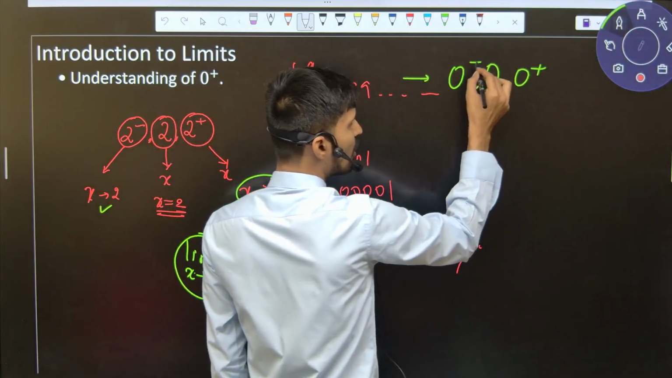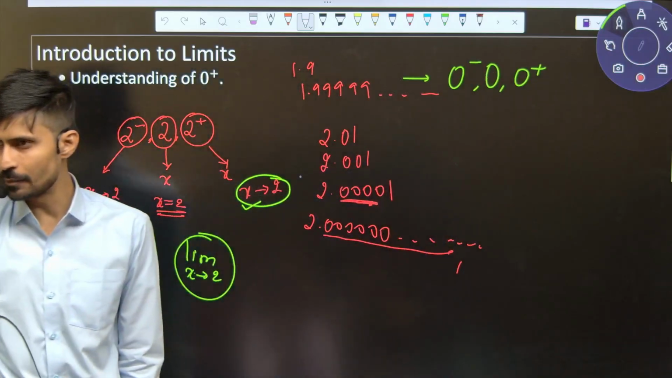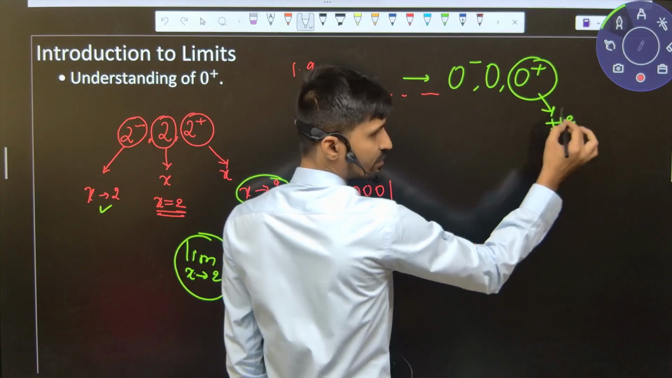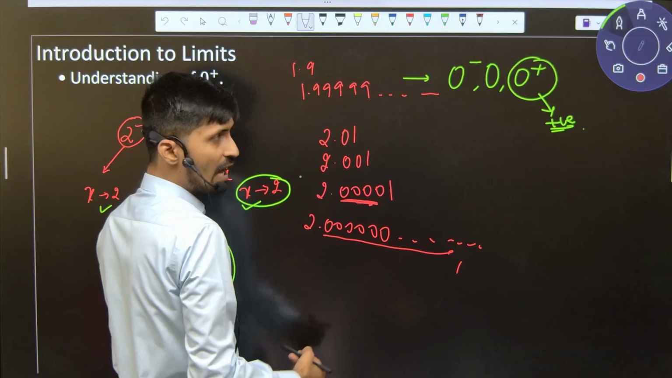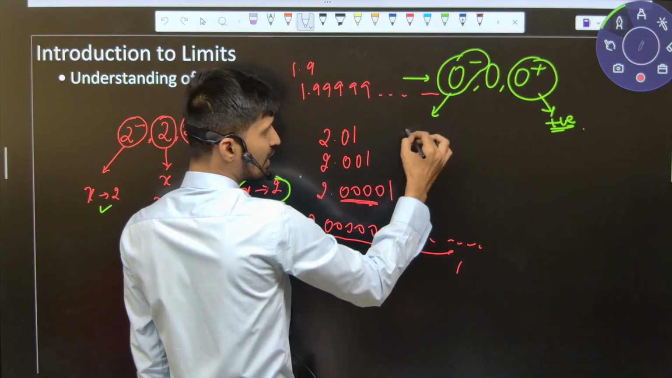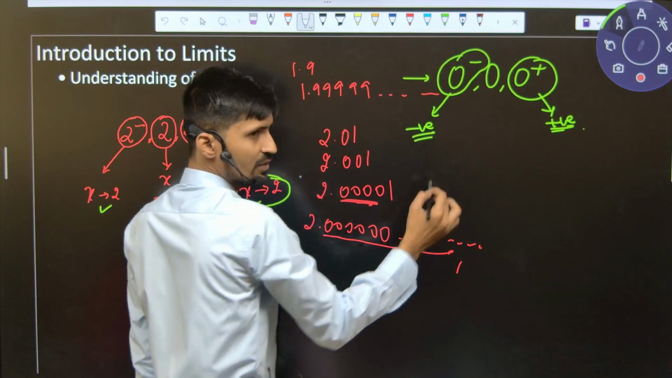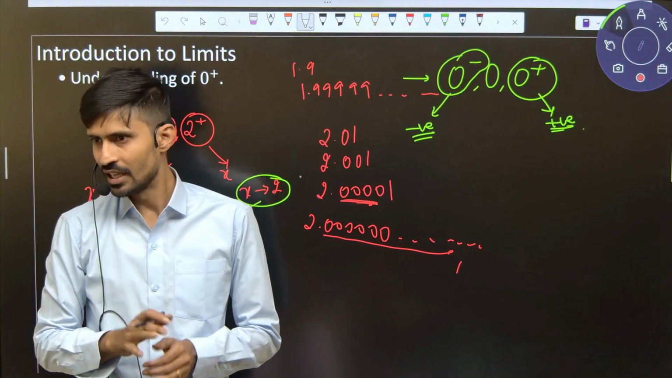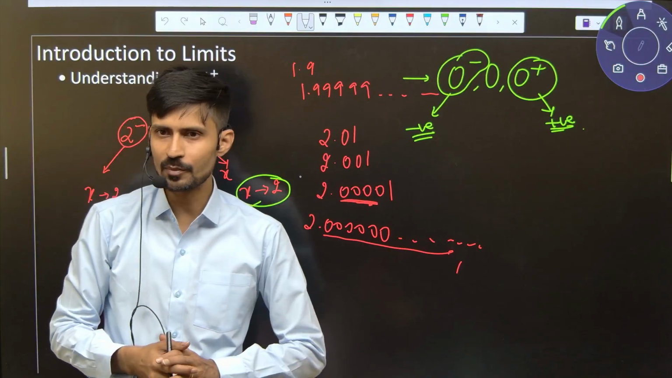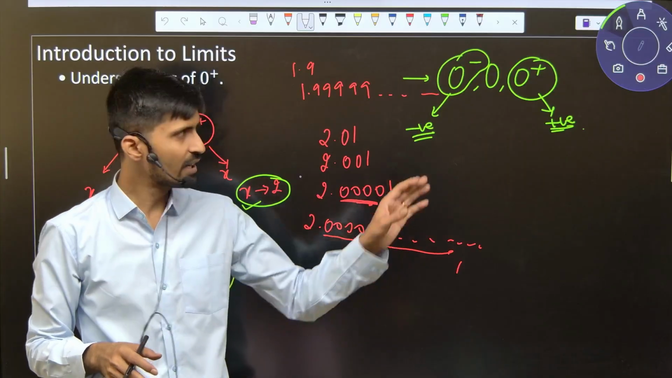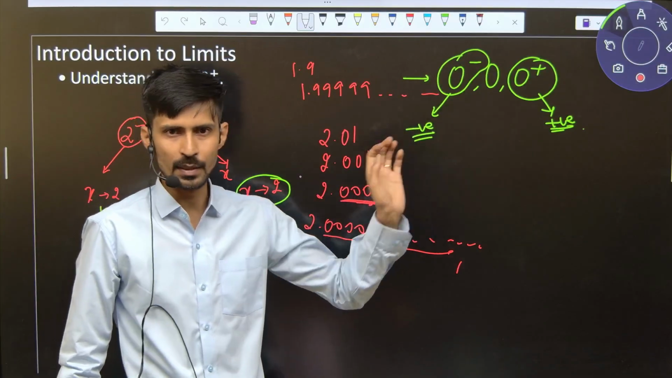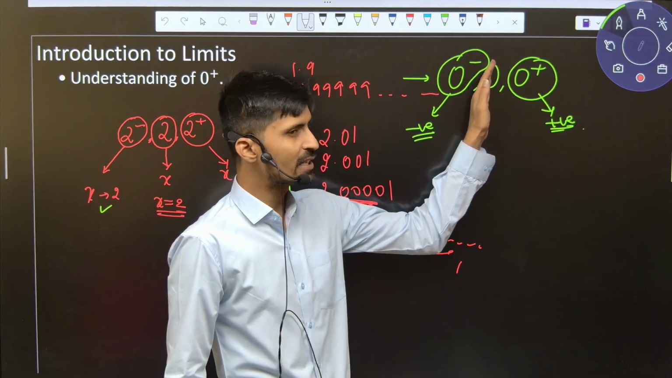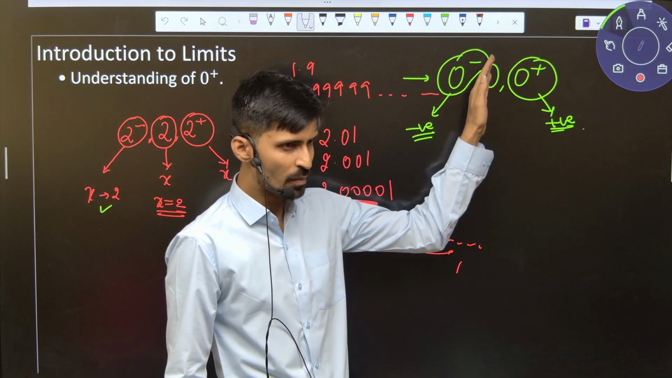Now here, one thing about 0, 0 plus and 0 minus you have to remember. This 0 plus is a positive number. And 0 minus is a negative number. 0 minus means less than 0. Less than 0 is negative, na? Yes or no? And 0 plus means greater than 0. Greater than 0 is positive or not? So that's why sometimes a student will get confused. Okay? Acha, now 0 plus is that side. 0 minus is this side.